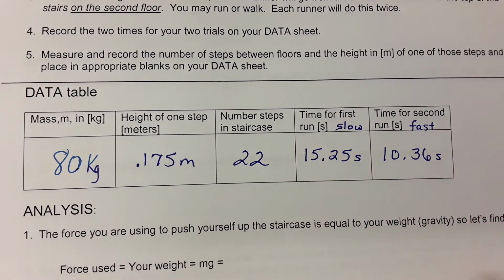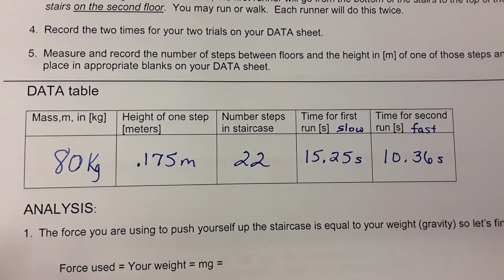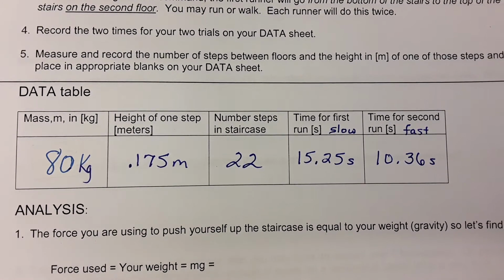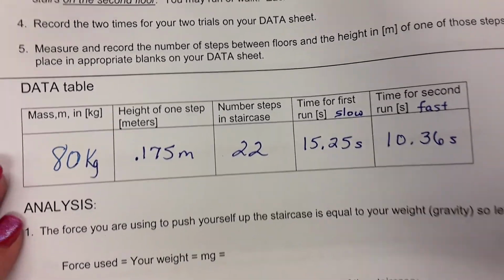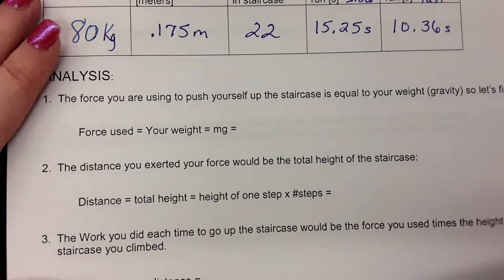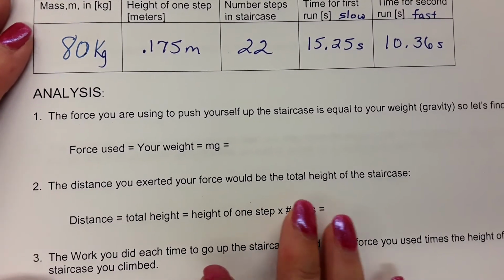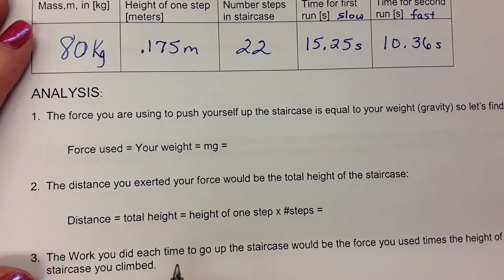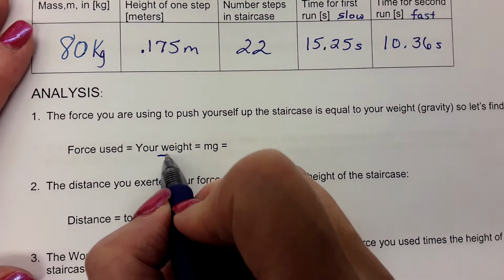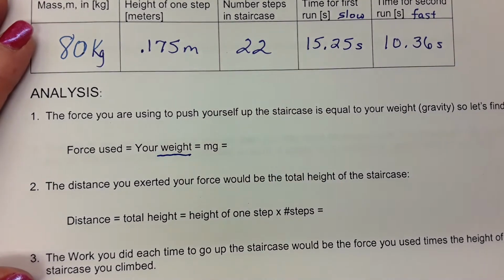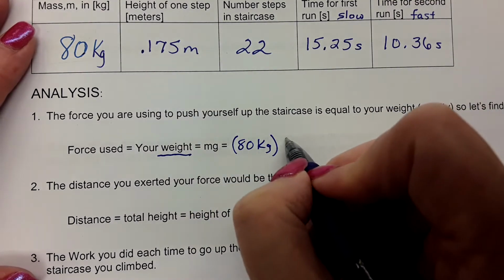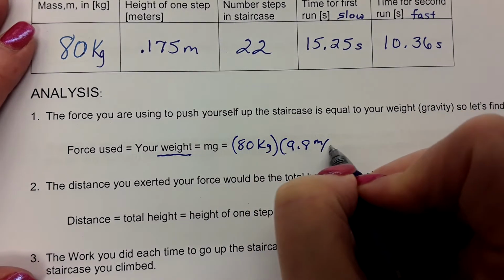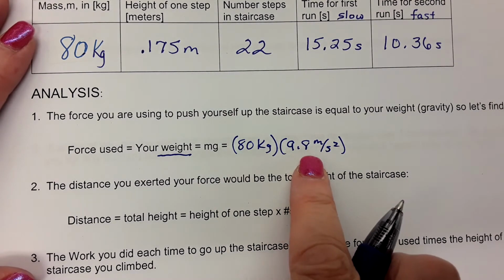Took less time. Now, how do we use this information to determine the power I generated when I did the work of lifting myself up the stairs? Well, let's take a look. First off, we need the force that I exerted to lift myself. Well, in order to lift myself, I have to use a force equal to my own weight, which is mass times the acceleration in free fall. So that would be 80 kilograms times 9.8 meters per second squared. That's the acceleration in free fall.